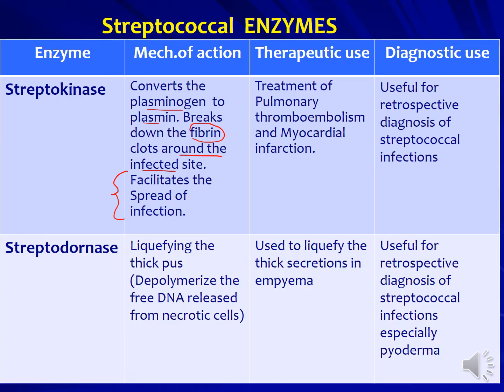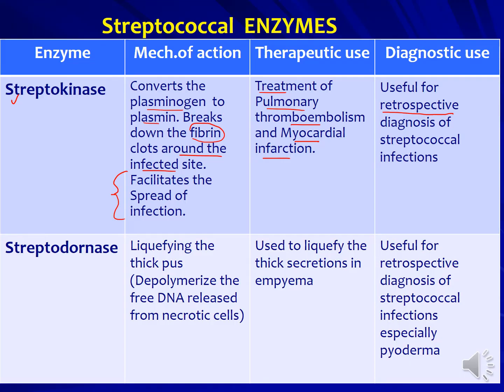But this streptokinase can be used in the treatment of pulmonary thromboembolism and also myocardial infarction, where the clots are present. So these clots in the lungs or in cardiac vessels are broken down by using this streptokinase enzyme. And also the antibodies against the streptokinase are responsible for retrospective diagnosis of streptococcal infections, or old streptococcal infections are identified by these antibodies.